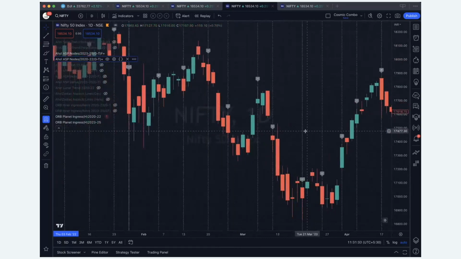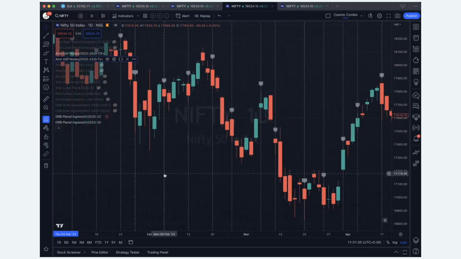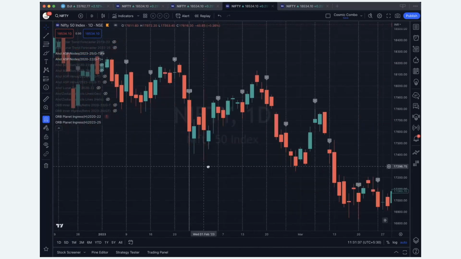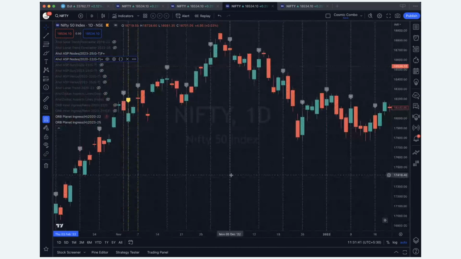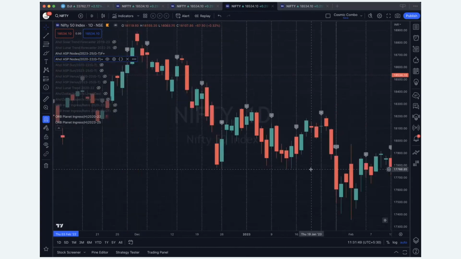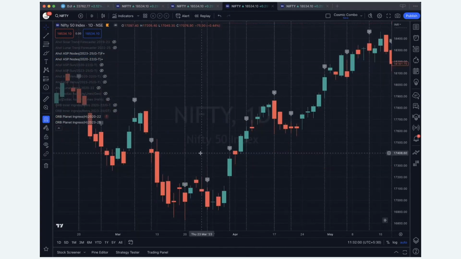How it helps you: the moment you know that there's a moon in nodes, or a Venus in nodes coming in, you know very well that the prices may correct here. So you can come out of your positions, or you can think of a reversal there. This is how it becomes very handy. This is moon in nodes, or basically lunar nodes.